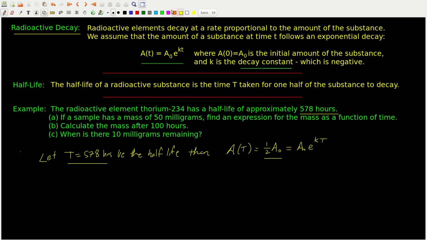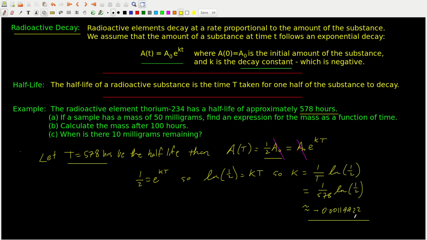578 hours. We can cancel the initial amount, so we have 1/2 is equal to e to the kT, and taking the natural log of both sides, we end up with kT is the log of 1/2. So k is 1 over T times the natural log of 1/2. Using 578 hours, we can calculate k, and we find it's negative. It should be negative. If it's not negative, we're in trouble. It's -0.00119922, and there's more detail. I'll use the exact value when I do calculations, but that gives us an idea.